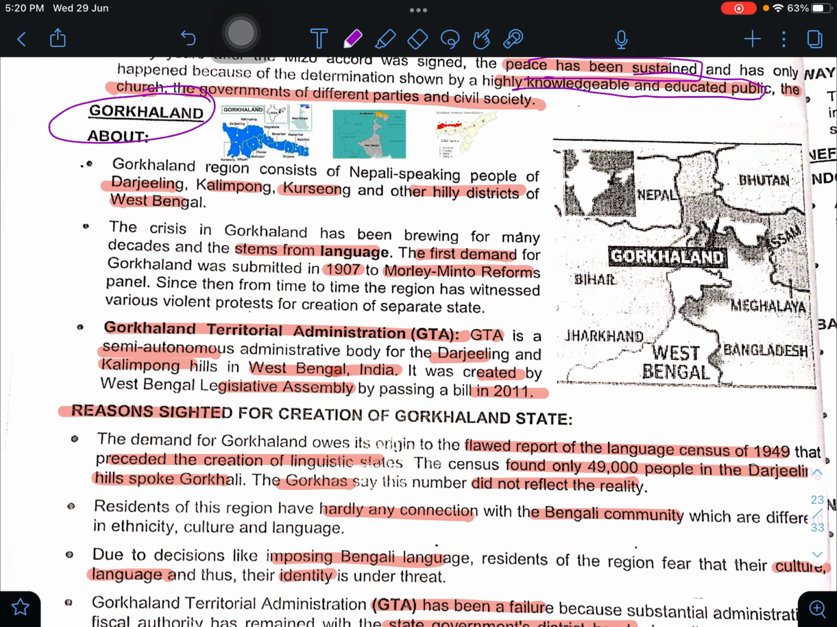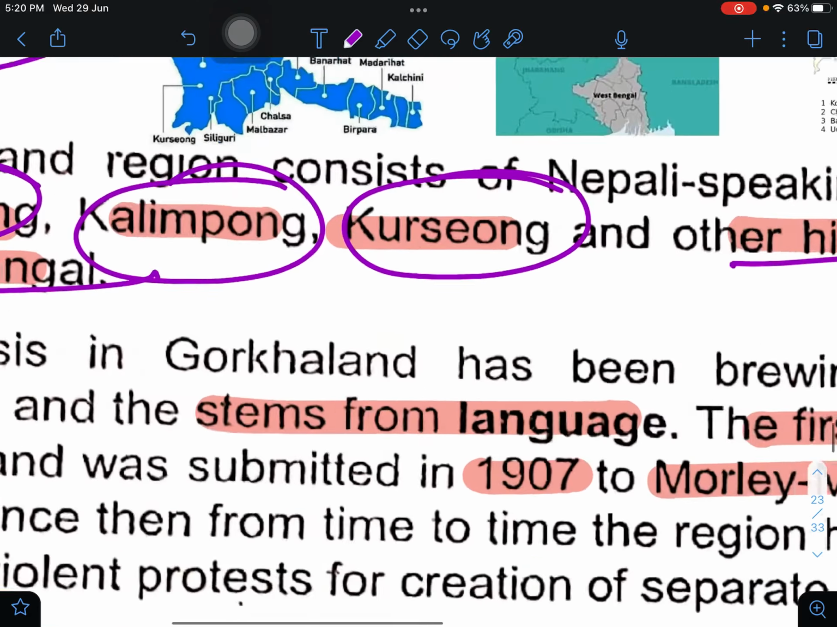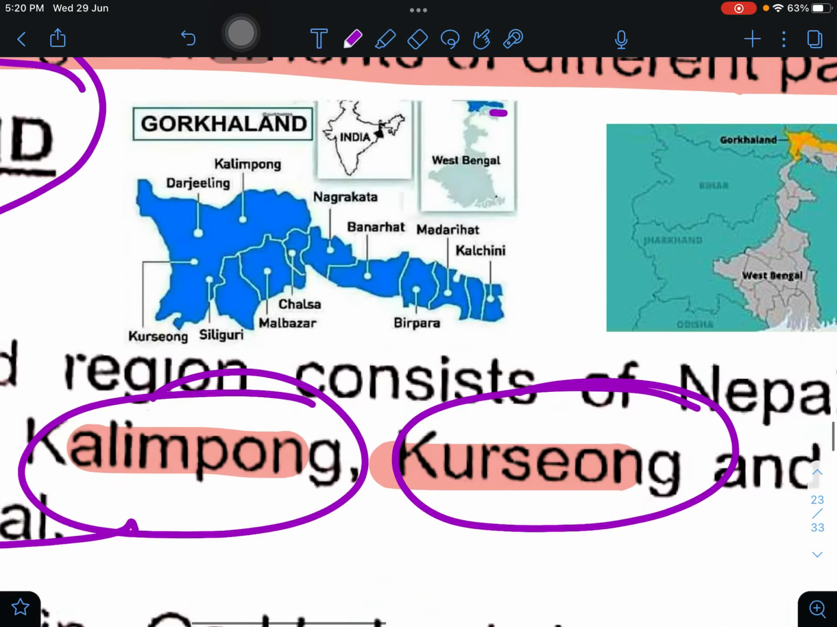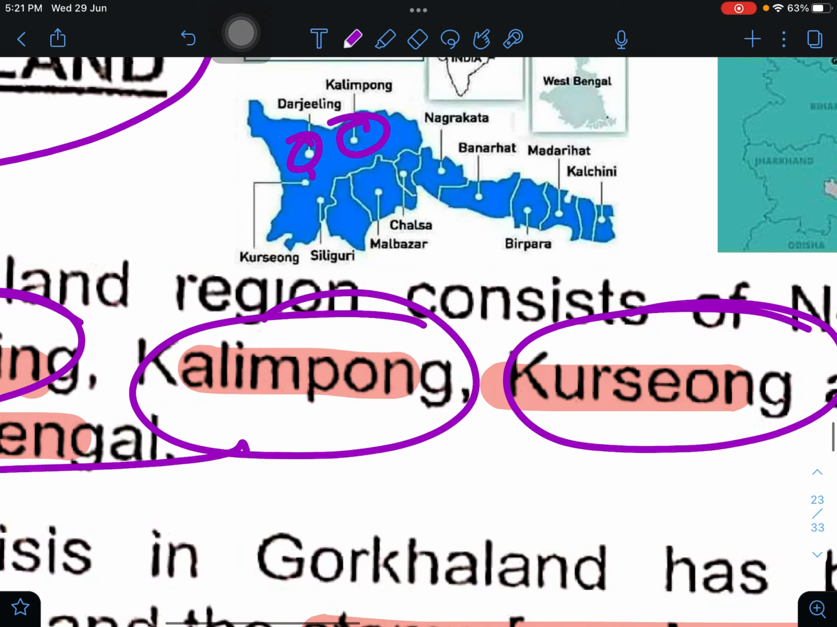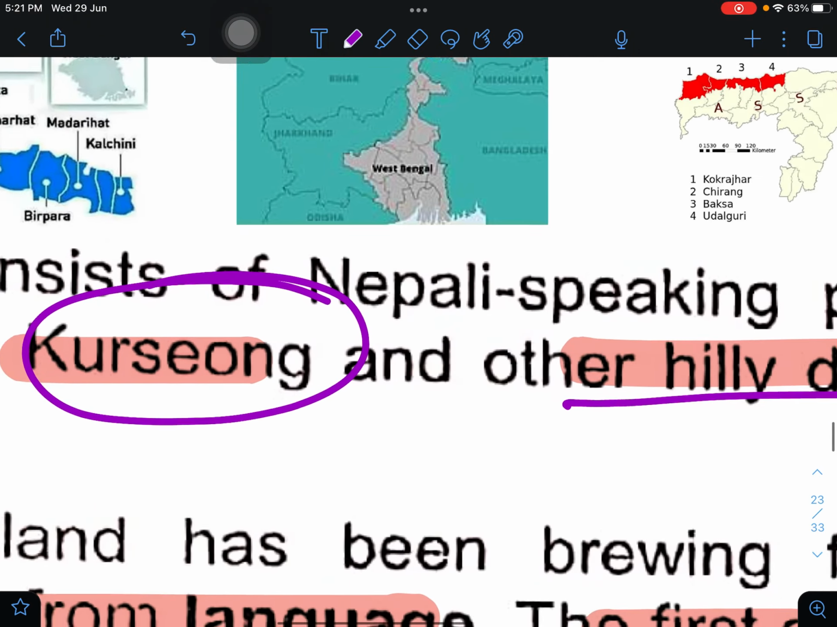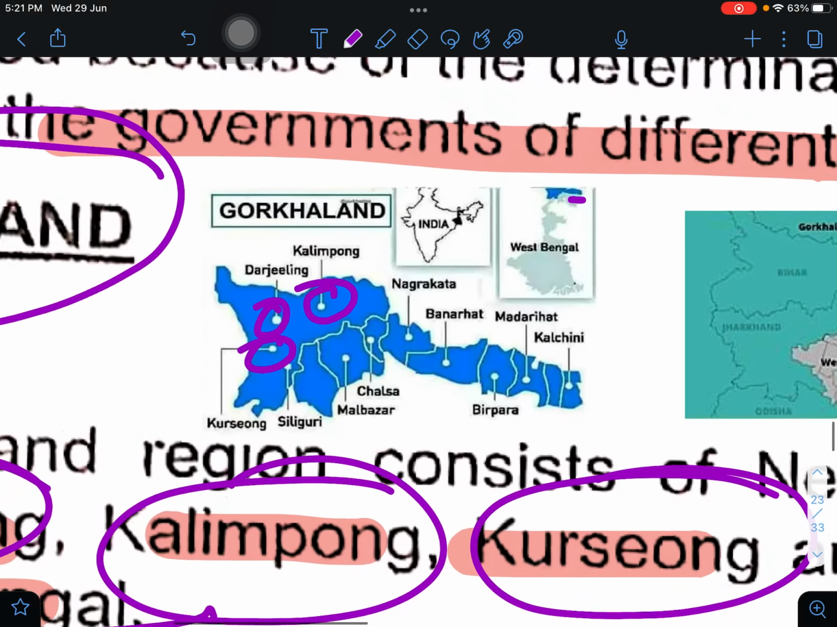We are going to read about the demand for Gorkhaland. The Gorkhaland region consists of Nepali-speaking people of Darjeeling, Kalimpong, Kurseong, and other hilly districts of West Bengal. We'll see this on the map. I have downloaded a map from the internet. This is Darjeeling, West Bengal. This is Kalimpong. This is Kurseong, and other hilly districts of West Bengal.